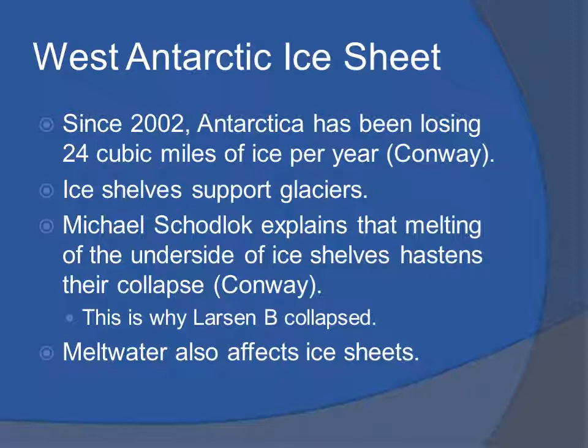Lastly, meltwater also affects ice sheets because pools of melted water that form at the surface eventually make their way down to the bedrock and lubricate the base of the ice sheet so that it is more likely to flow off the continent into the ocean.